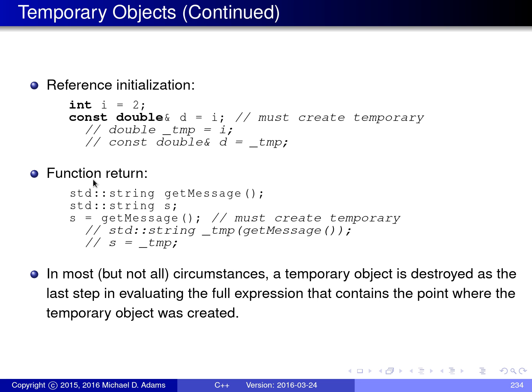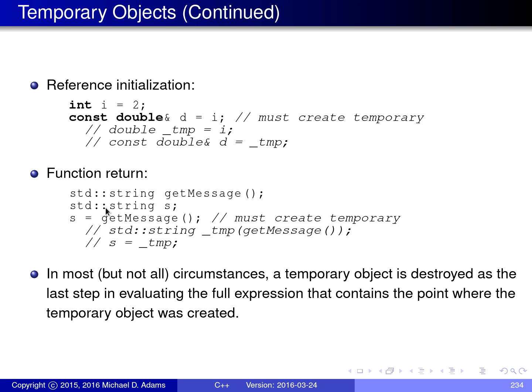Another example of a situation where temporary objects can arise, and this is actually a very, very common one, is in returns from functions, function returns. In particular, in cases where the function doesn't return a reference type. So in this code example, to illustrate this, we have a function called getMessage, which returns a string from the standard library, a string type. Notice it's not a reference type.